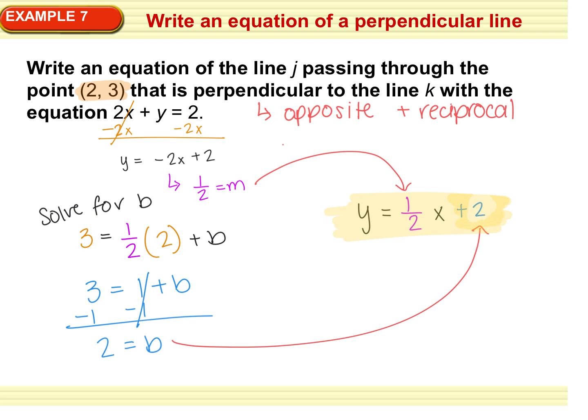All right, questions, comments, concerns on this one? If you can graph it, yes, you could graph this line. You would put your 2 on your intercept, and then you would show me your slope. You go rise 1 over 2, rise 1 over 2.